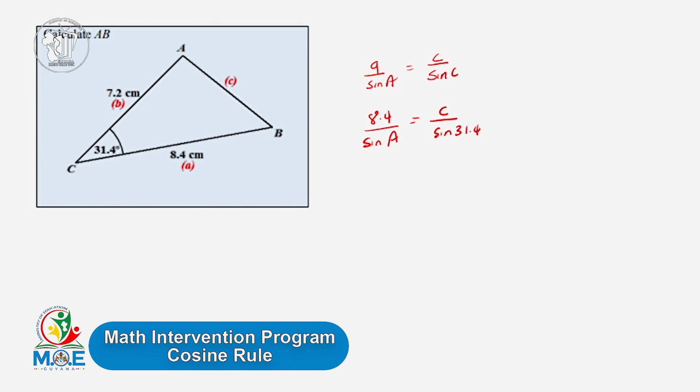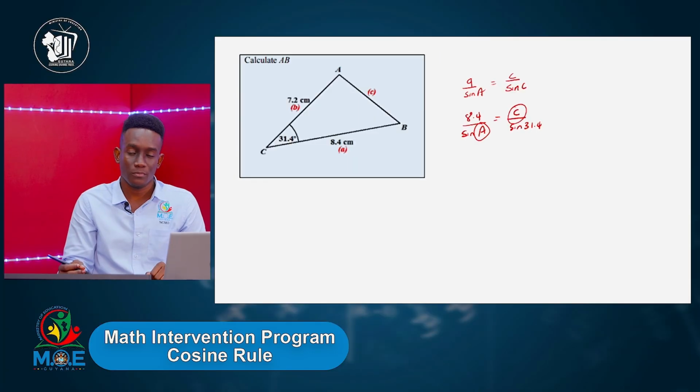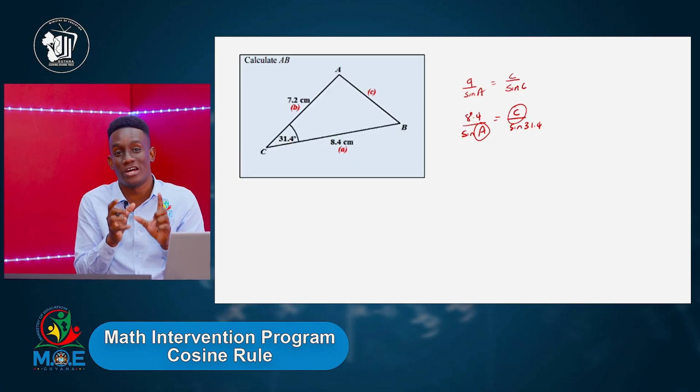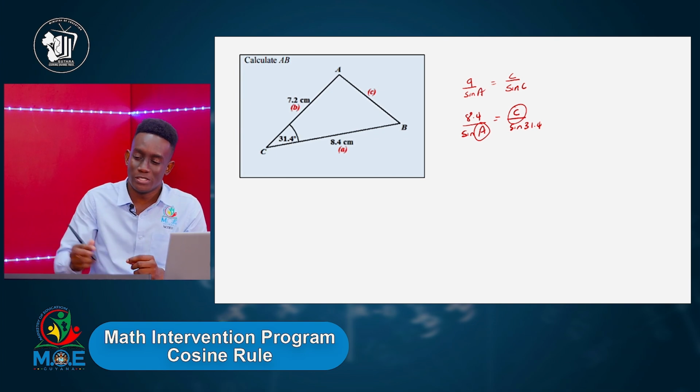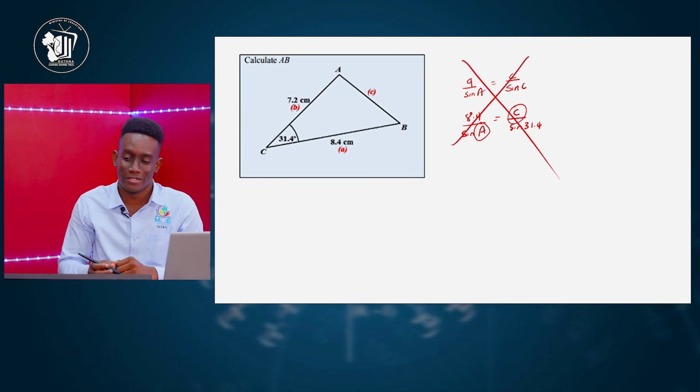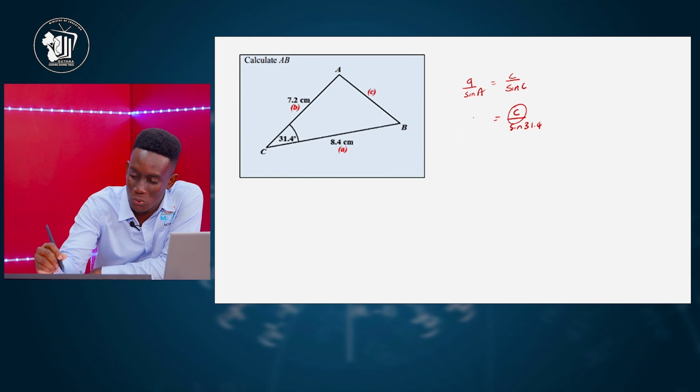So if we are to use the sine rule, you see we will have two unknowns in this equation. And of course, we cannot solve the equation if there are two unknowns, only one unknown. So this cannot work. So we have to use the cosine rule.